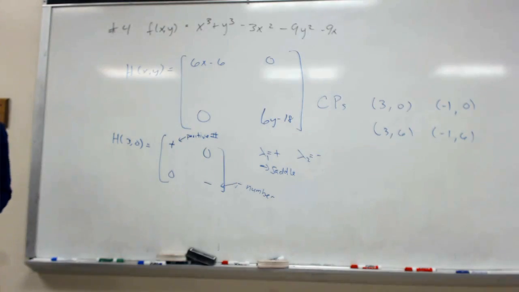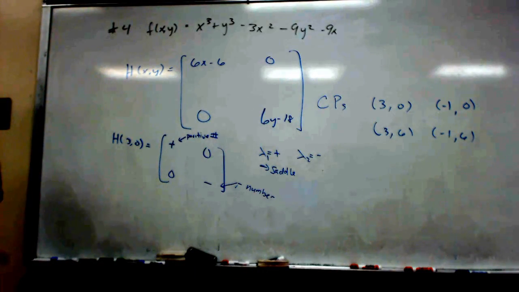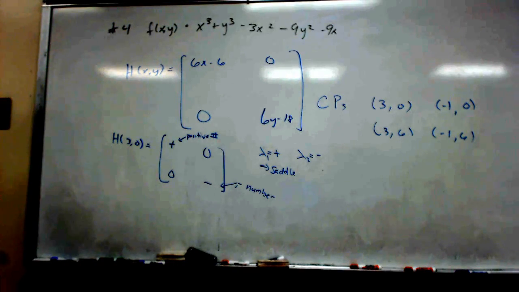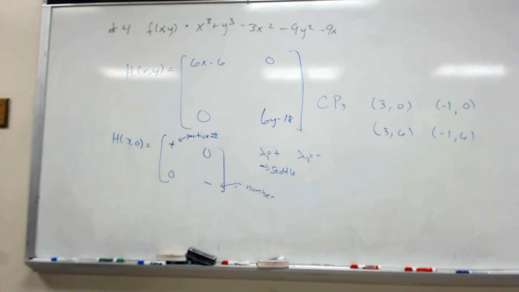Whenever the eigenvalues are of opposite signs, it's a saddle. So that's what I meant by tips. That's why I'm going through this with you guys, to see how to speed up how quickly you do the problems. Then you do the same exact thing for -1, 0.